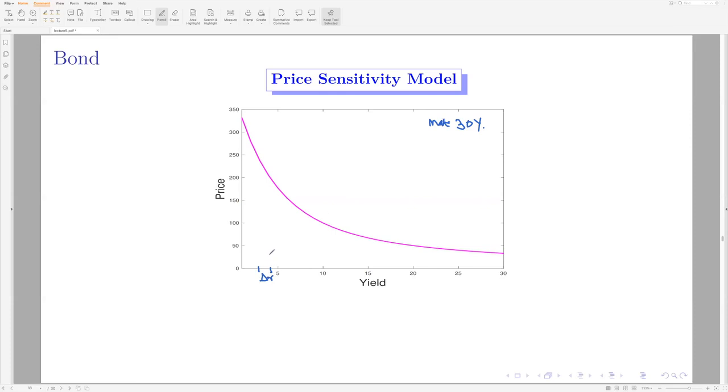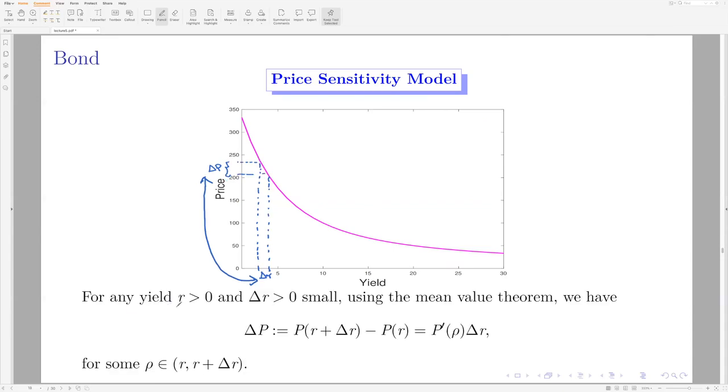Correspondingly, we will have a small variation in the price, which will be roughly given like this, delta P. Now, our interest is to relate these two. How to relate these two? That is, delta P is what we want, given delta Y, or delta Y we want to measure for a given delta P. So what is the factor that relates these two quantities? That is the question that we would like to pose now.